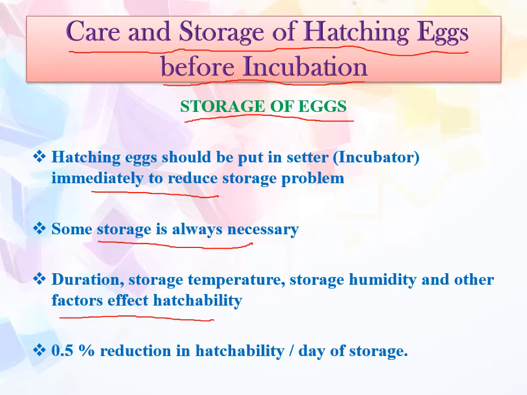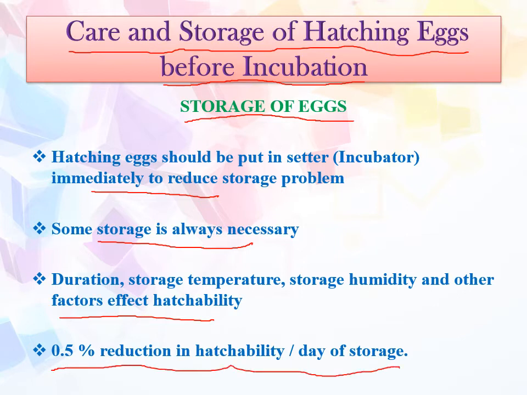So during the storage, temperature, humidity and other factors affect the hatchability. During the storage inside the egg storage room of the hatchery, the temperature, humidity and ventilation should be properly maintained. Otherwise, the hatchability will reduce. There will be a 0.5% reduction in hatchability per day of storage.